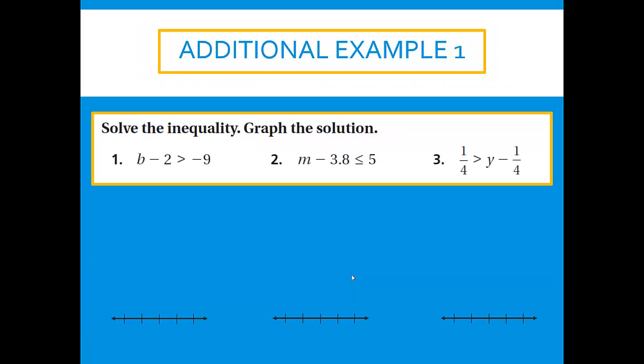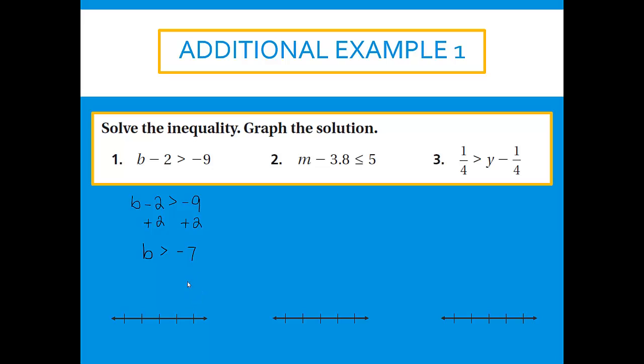Now we have an additional example. You can pause the video and try it on your own, or you may follow along. Solve the inequality and graph the solution. So for number 1, we have b minus 2 is greater than -9. First we'll start with our inequality, b minus 2 is greater than -9. We want to undo the subtraction, so we're going to add 2 to each side. And we're going to get b is greater than -7.